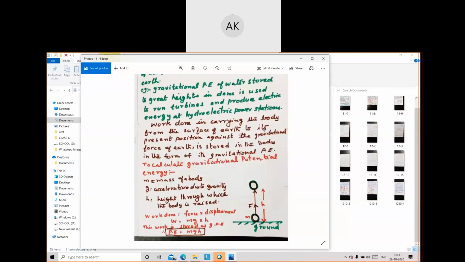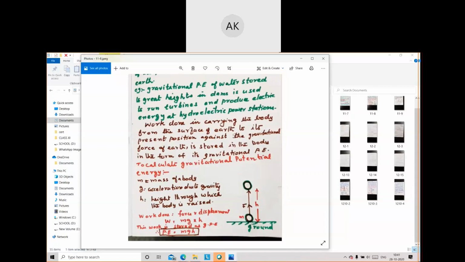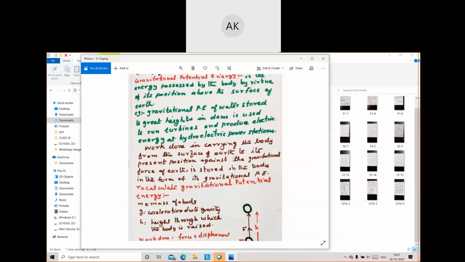Gravitational potential energy: we have calculated work done to lift the body to a height h, mg into h, that is equal to mgh. That is what we have calculated for gravitational potential energy. Next is elastic potential energy, that is what we want to derive. That is a very important derivation.